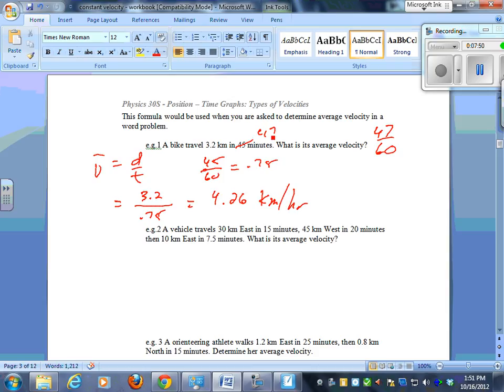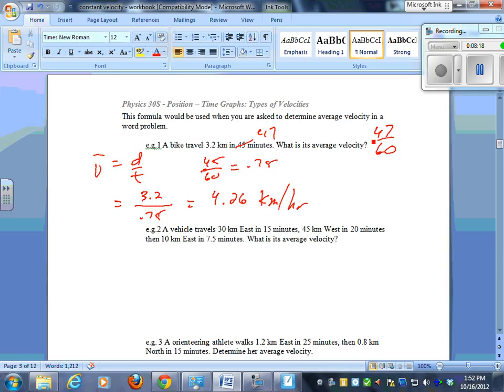Okay. All right. The second one here: a vehicle travels 30 kilometers east in 15 minutes, 45 kilometers west in 20 minutes, and then 10 kilometers east in 7.5 minutes. What is its average velocity? This time, the vehicle goes east, and then west, and then back east. How are we supposed to do that? I'm going to show you.